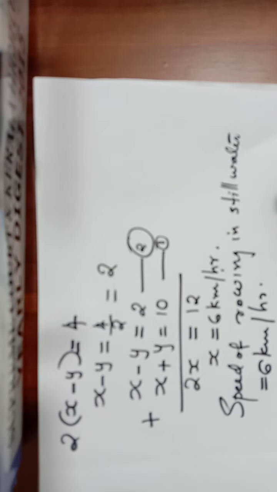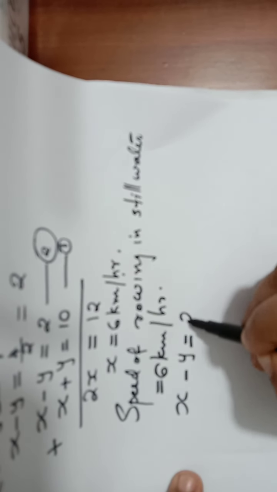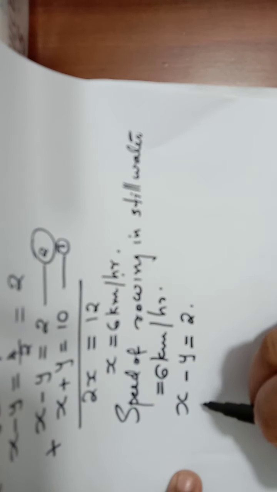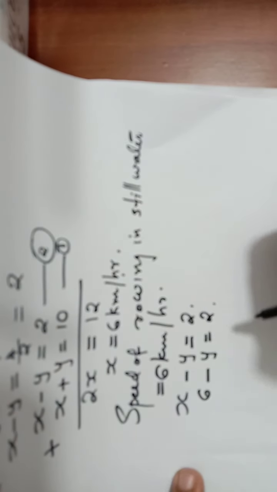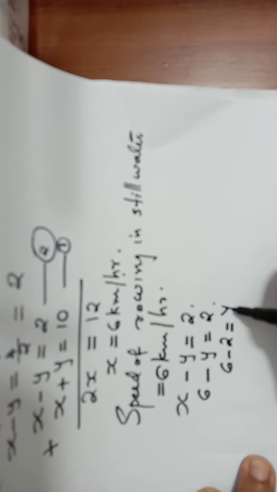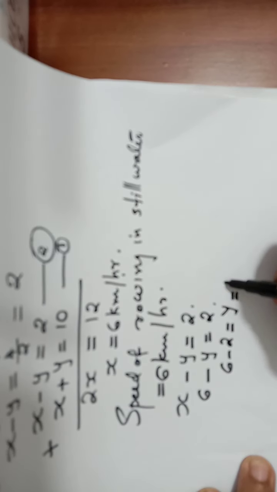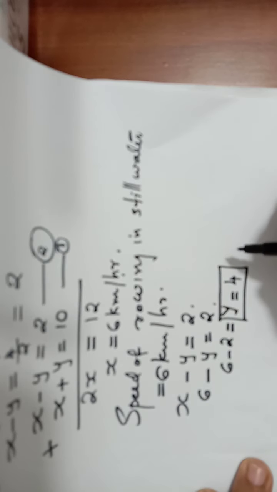How to find out y? Let us find out y next. Very simple. In any one of the equations, we have x minus y equal to 2. Let us substitute in that. x value we have 6 minus y is equal to 2. Let us take negative y to the other side, it becomes positive y. Keep 6 as it is, positive 2 as negative 2 to this side. So 6 minus 2 is equal to 4. y is equal to 4 we are getting. What is y? Speed of current.